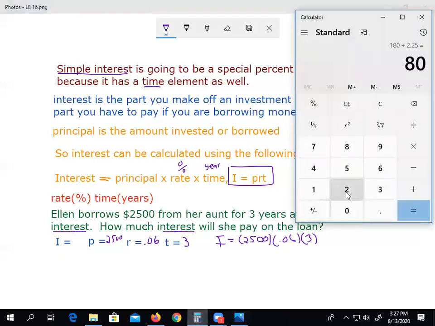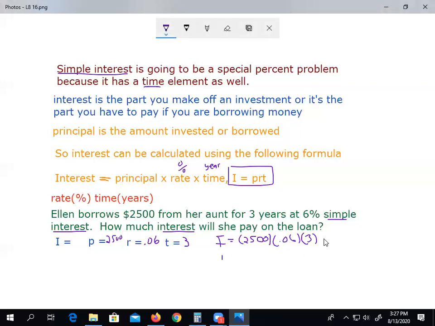So we go 2,500 times 0.06 times 3, and hit, on the GED calculator, the word enter. Here it's equals, and it'd be $450. So the interest would be $450. So when Ellen borrows $2,500, she'll pay back the $2,500, but she's also going to have to pay back an additional $450 for borrowing the money.